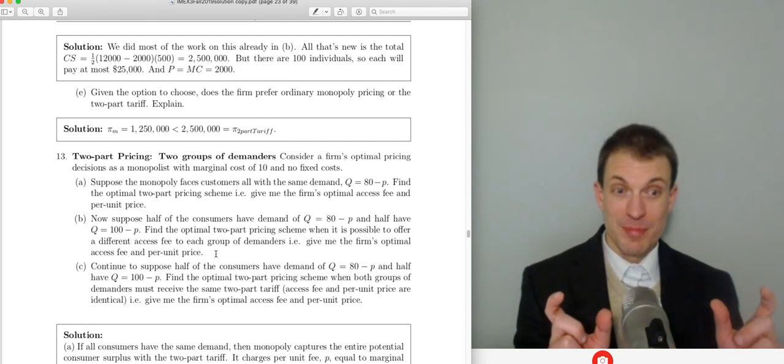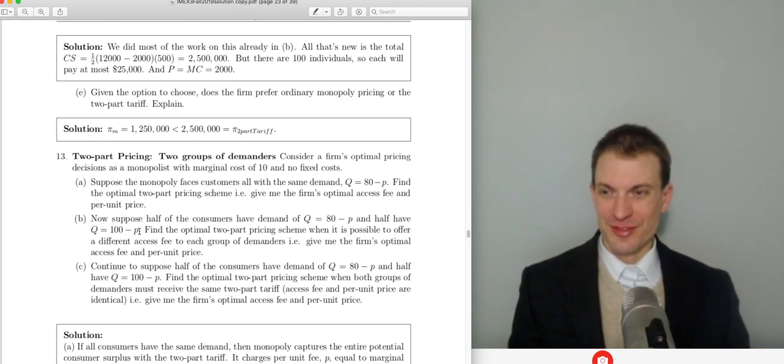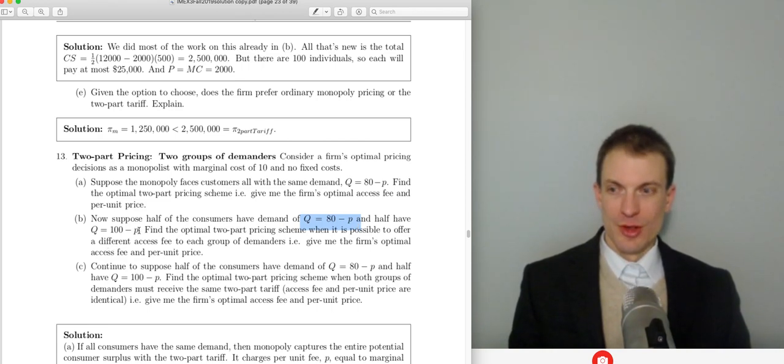Going from part A to part B, what's the additional calculation that you have to do? You have to find the identical two-part tariff solution for this demand. Why? Because your work from part A is your work for here. Okay, so now we just have to figure out how we're going to price for this segment of the market.